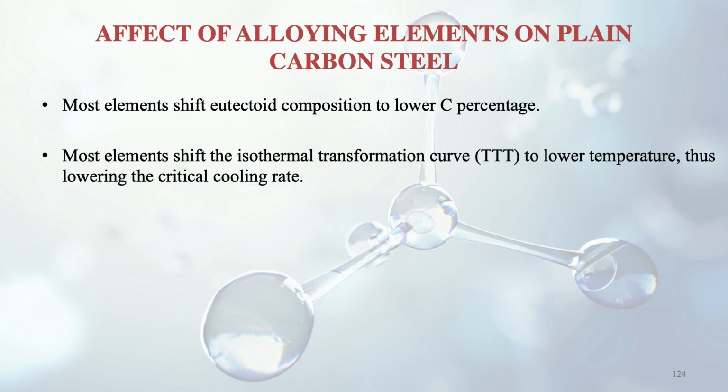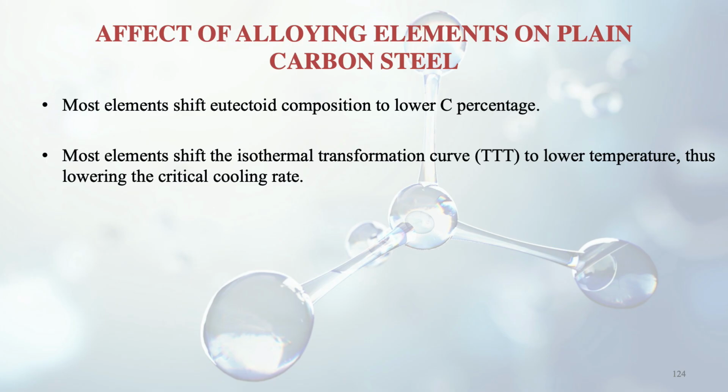Most elements will shift the isothermal transformation curve to lower temperature. So you may have seen the TTT diagram in the earlier session. So in that what will happen on adding the alloying elements, suppose I am at a temperature of 400 degrees centigrade, then it will shift to 300 degrees centigrade, meaning the transformation curve will be now starting from 300 degrees centigrade, and the effect of this will be that the critical cooling rate will be lowered.